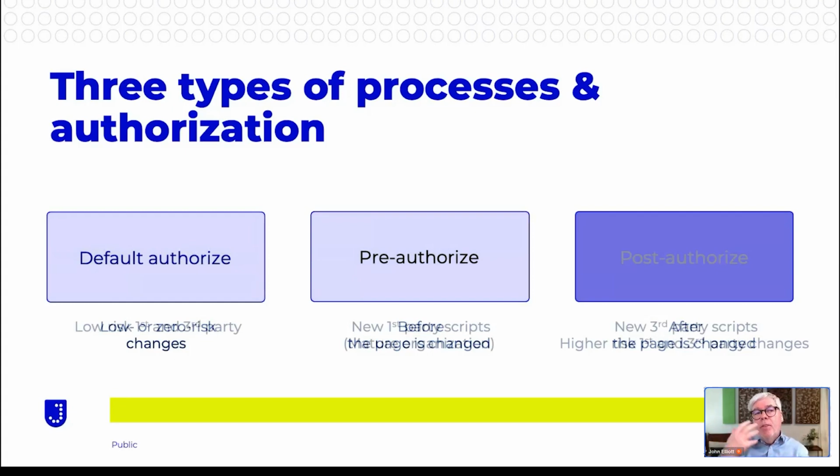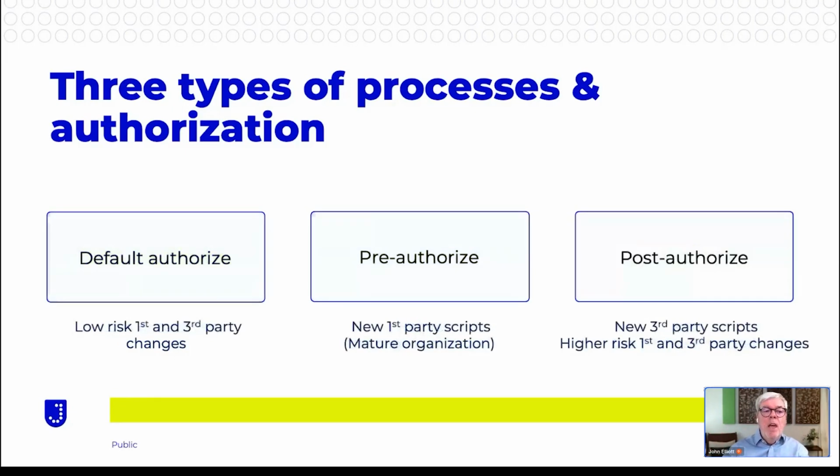So you end up with these three different types of authorizations. You default authorize low-risk first and third-party changes. You pre-authorize new first-party scripts if you've got the maturity to do it, and then you post-authorize everything else.